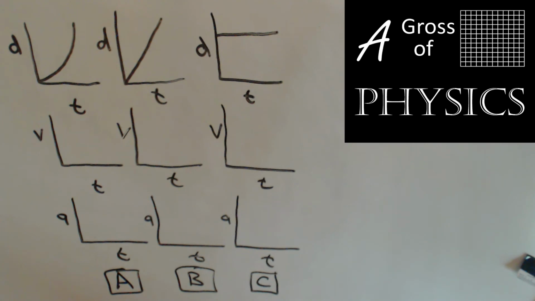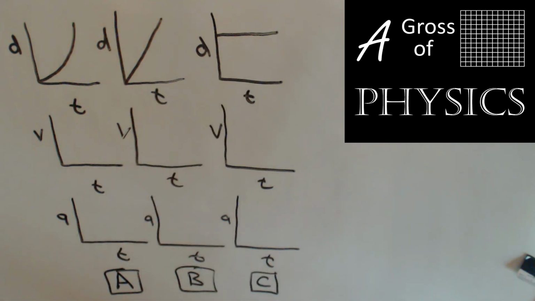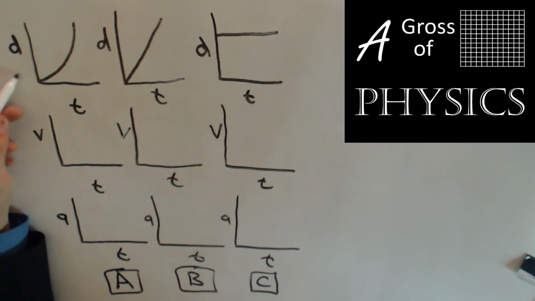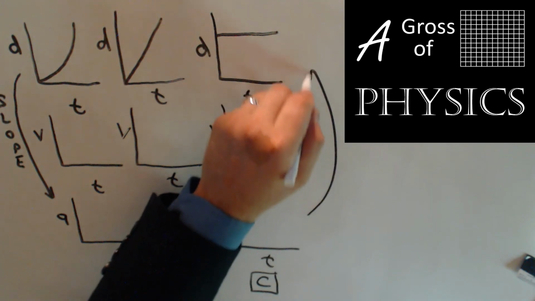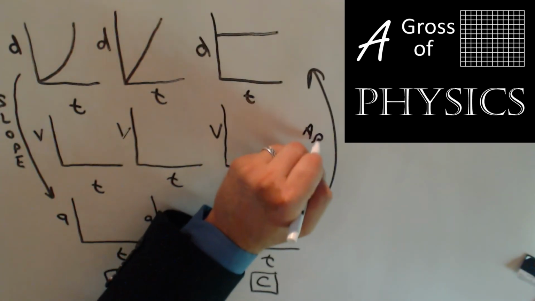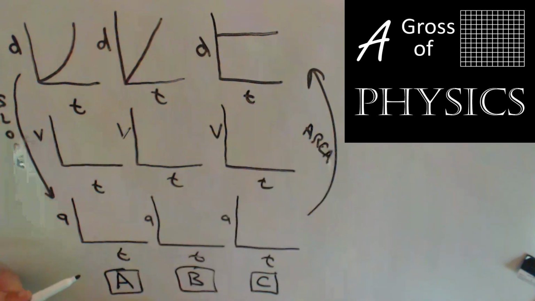In fact, it's important to realize that although a velocity graph may look like a straight line, the displacement graph could actually be curved. And as we move down this list from D to V to A, remember, as we move down, we are finding the slope. As we move back up, that's using the area. So we have the slope being moved downward and the area up.